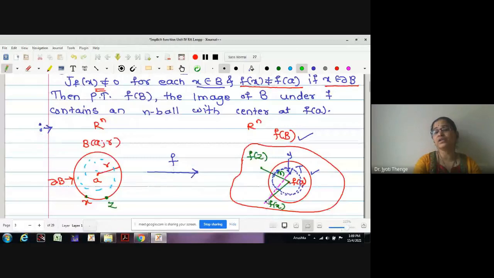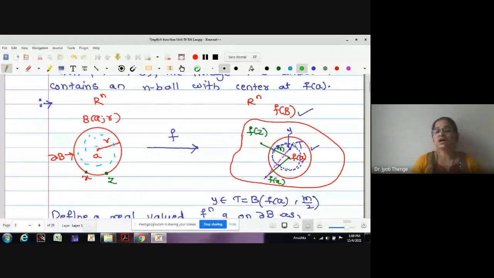Then we have defined one more real valued function h, the distance between f of x and y. Again this h is defined on n-dimensional space, a real valued function. H is continuous because it is the composition of the norm and the continuous function f. Hence, a continuous function defined on a compact space is bounded. It is bounded means h has to assume its minima. Once h assumes its minima, we have proved that h attains its minima inside the ball, not on the boundary. Therefore, inside the ball, we have assumed a point c at which h assumes its minima.